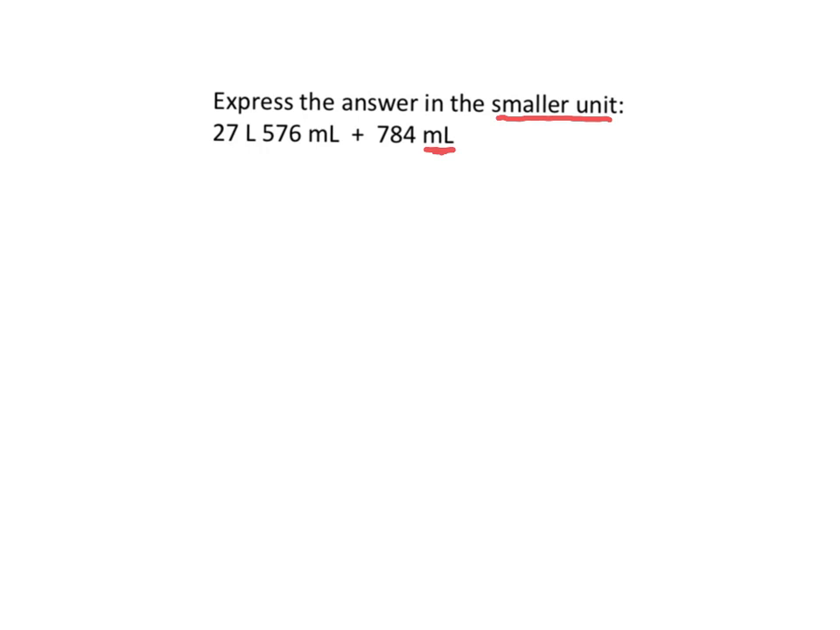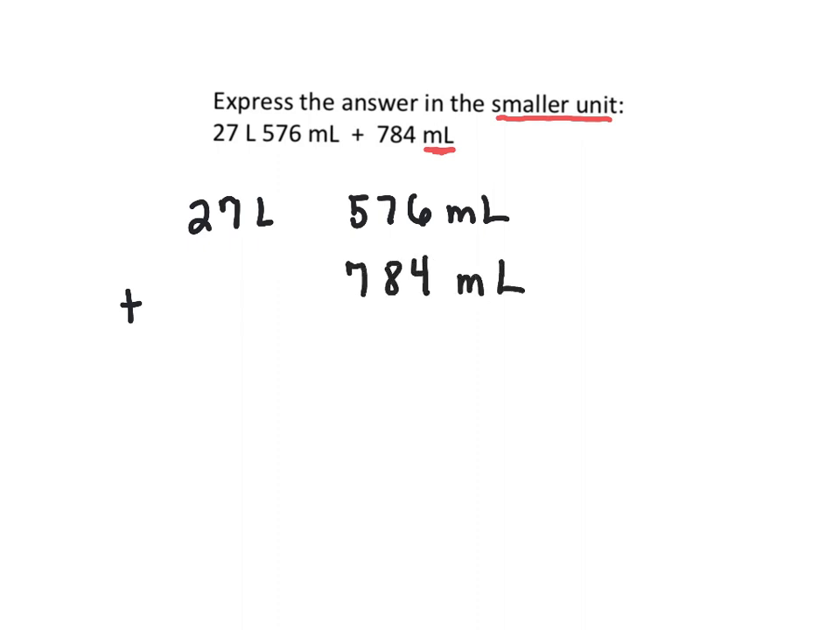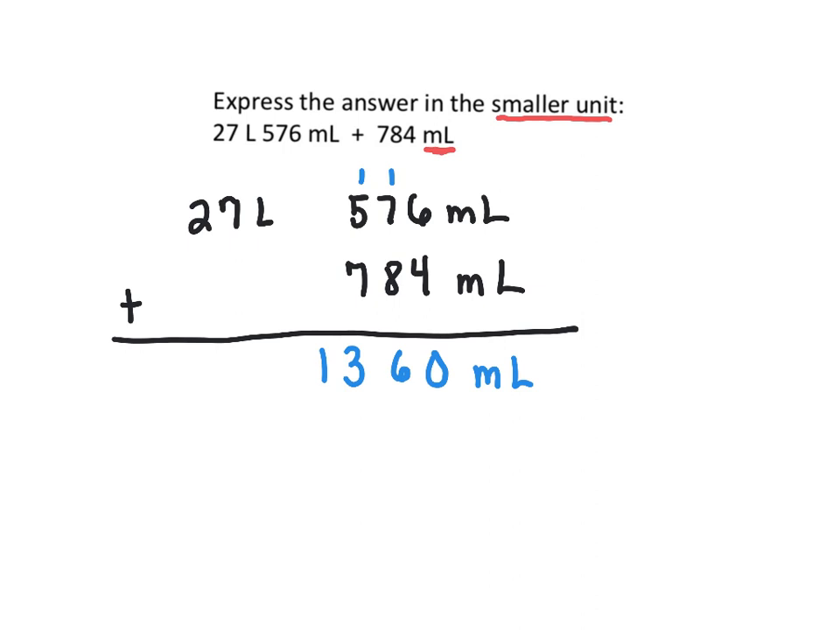So let's line these up. I'm going to put 27 liters, 576 milliliters plus 784 milliliters. All right, and we're going to add these up. So what do we get? We put down the milliliters: 4 plus 6 is 10, carry the 1. We get 16, carry the 1. And then we get 13 on that side, and then we get 27 liters on this side.